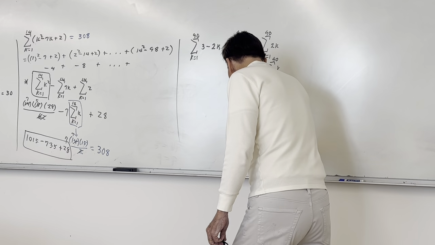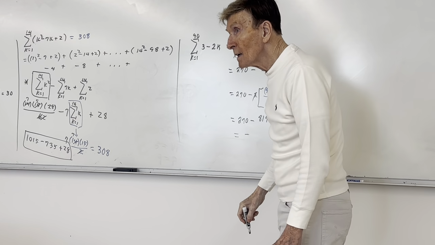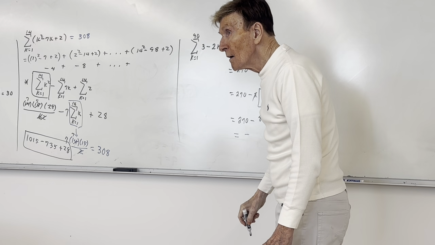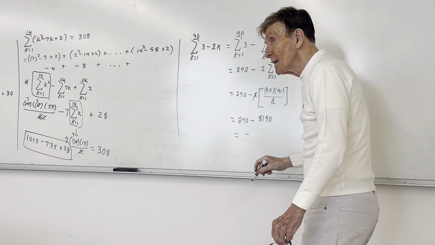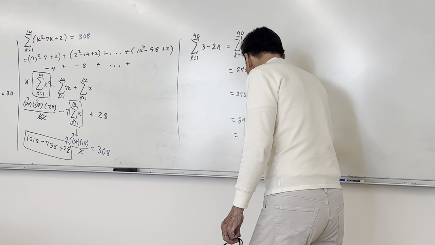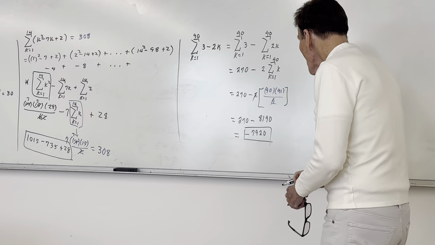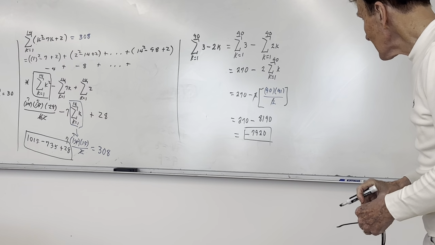And what's the final answer going to be? Negative. Negative how much? 7920. 7920? Yes. He tells me it's that.